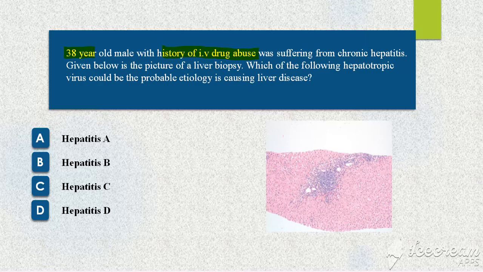The question for today: a 38-year-old male with history of IV drug abuse was suffering from chronic hepatitis. Given below is a picture of a liver biopsy. Which of the following hepatotropic viruses could be the probable etiology in causing this liver disease?